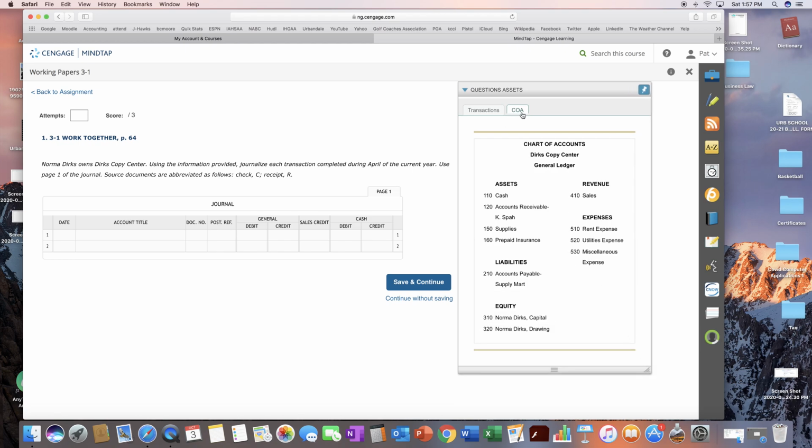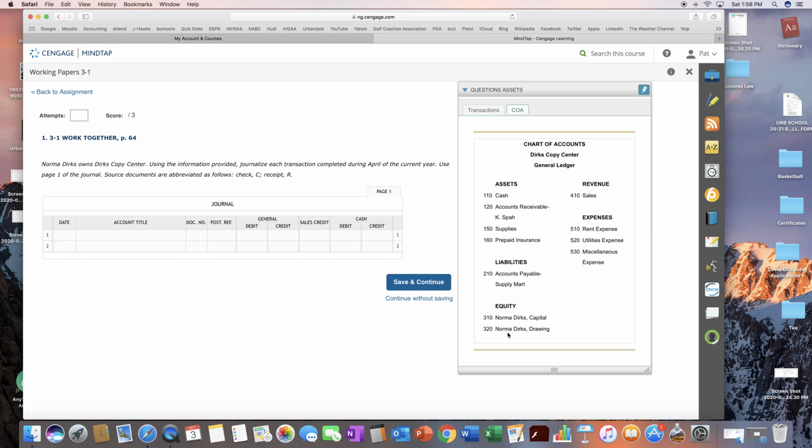There's a chart of accounts, a COA. And again, it's Norma Dirk's account. So then you're going to see down here, when she makes an investment, it's going to be under Norma Dirk's capital. Michael Delgado is our example, always in the book for the first 8 chapters. When we get into these problems, it's a little different.